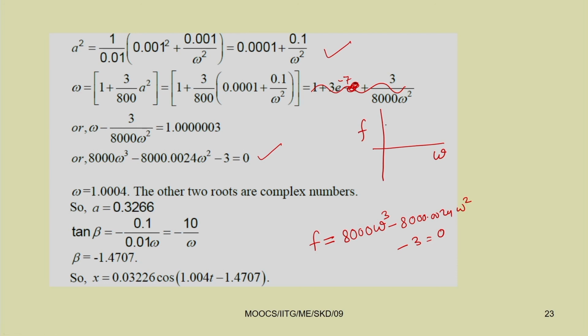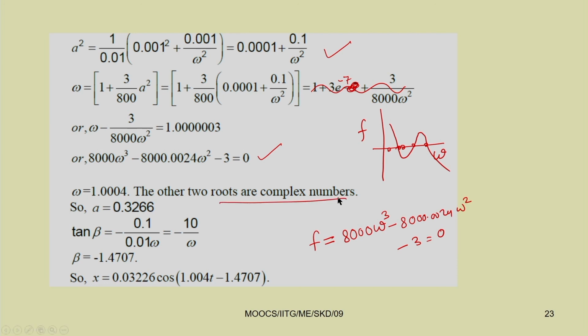You can see it will cut the 0 line at 3 points, 1, 2 and 3 points. So, this way you can find the value of omega. Out of these 3 roots, one root may be a real root and the other 2 are complex numbers. You may get complex numbers as shown here.